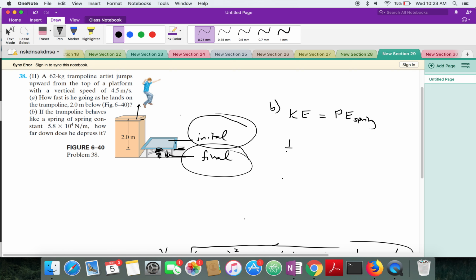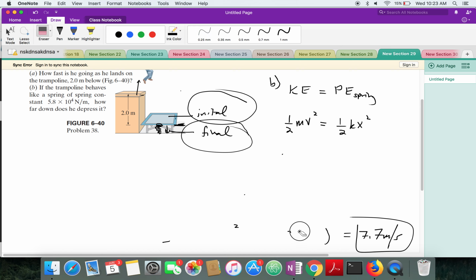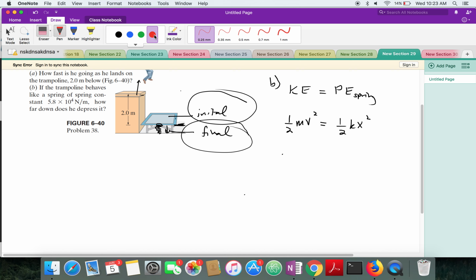So it's going to be 1/2 mv squared, and the formula for the potential energy in a spring is 1/2 kx squared. K is the spring constant, which you're given, 5.8 times 10 to the 4 newtons per meter. It's basically an expression of how elastic the spring is. The halves cancel out. And if we solve for x, if you do the algebra, and I'll leave it to you to do that, it's going to be the velocity times the square root of m over k.